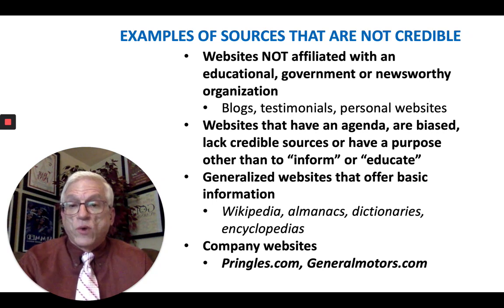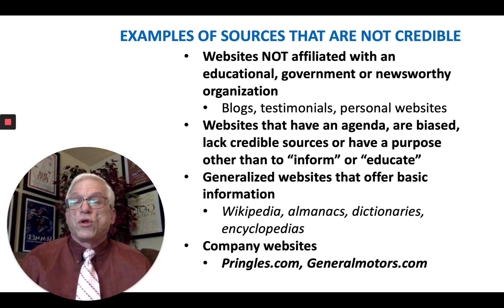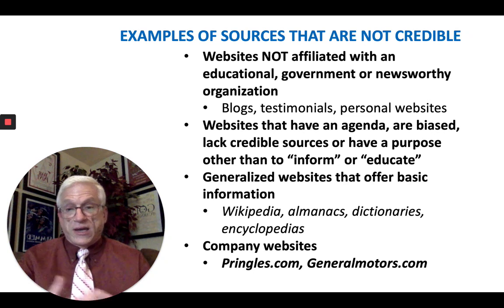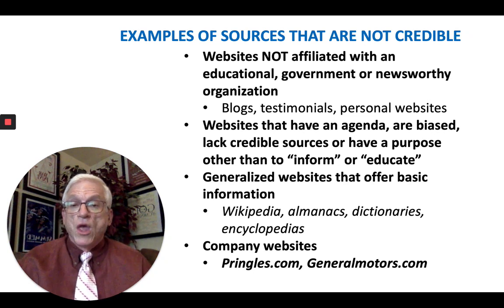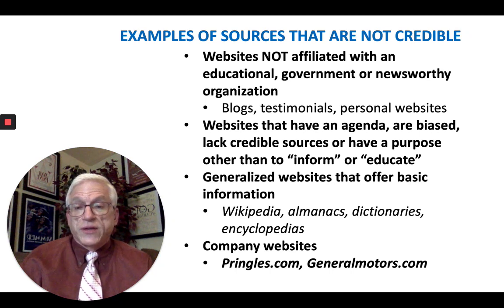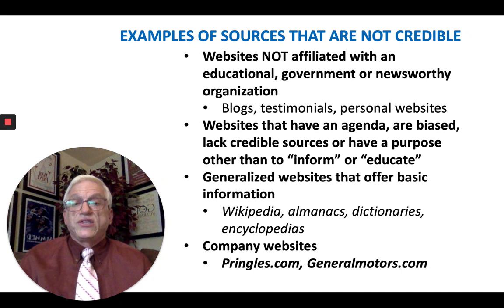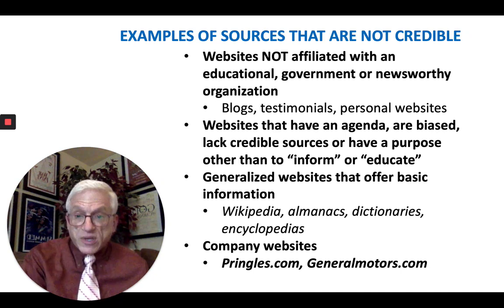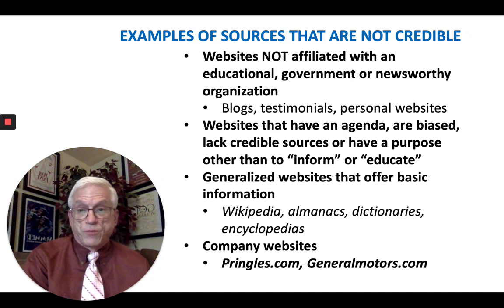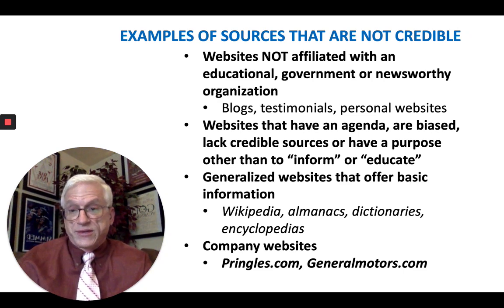Finally, company websites. If you find an article on a website that's associated with a company, I give you a couple examples here, Pringles.com, GeneralMotors.com. Typically, the information that you find on that website, even if you think it's accurate, is going to be tainted by the fact that that's on a company website, a website that's actually going to put research on there that supports their own company values and beliefs.